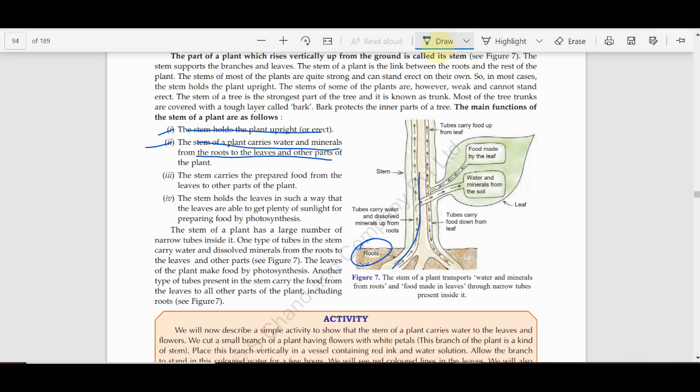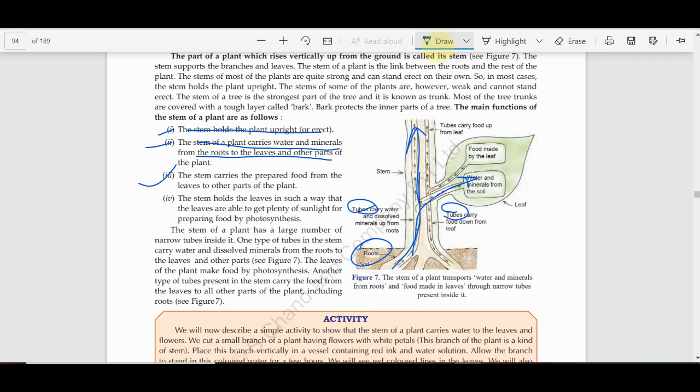These stems have some kind of tubes, some capillaries. They help in transporting the essential water and the minerals, and they will be carried out to the leaves. You will see here, and they will also be carried to another part of the plant.